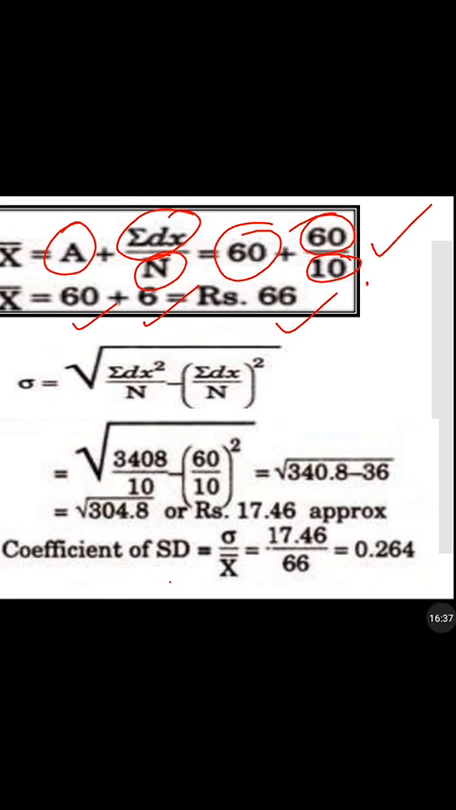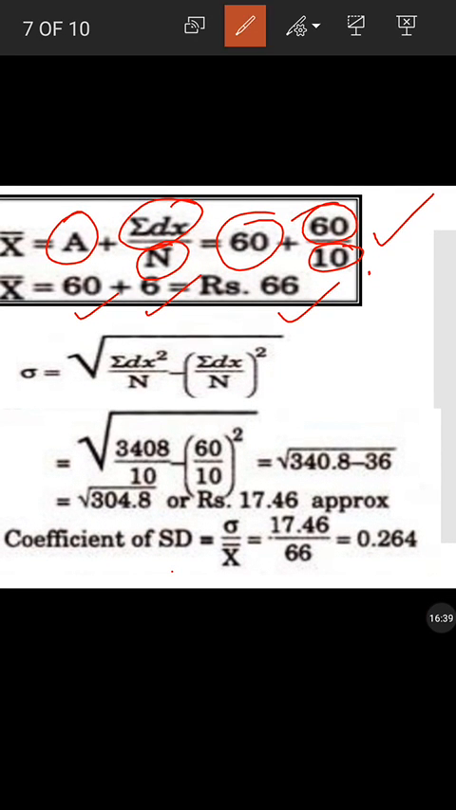Okay, what is the formula for standard deviation? Formula: standard deviation is root of summation dx square by n minus summation dx by n the whole square. Now you already know summation dx is 60, and n is 10. So here what is the summation dx square value? 3408. So 3408 divided by n, which is 10, minus 60 divided by 10 the whole square.